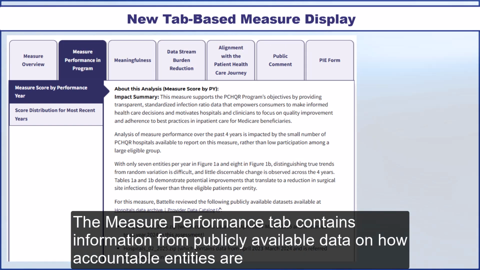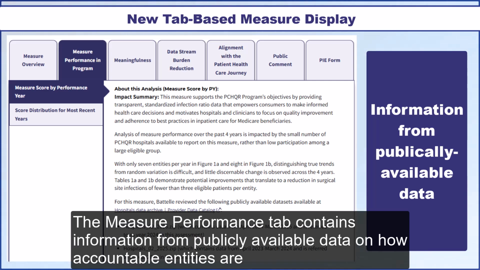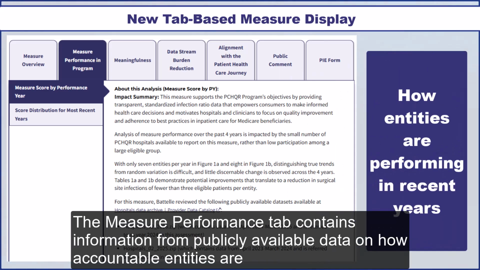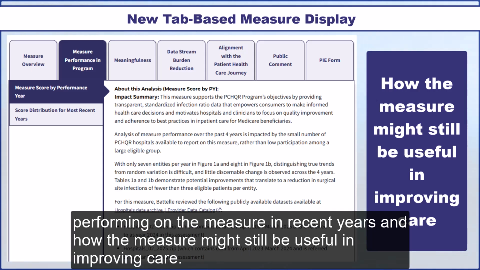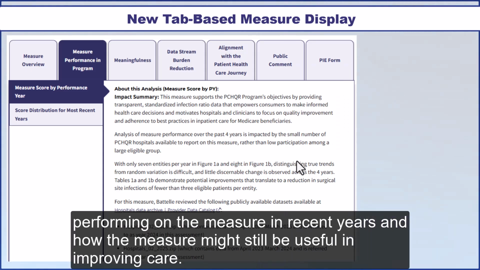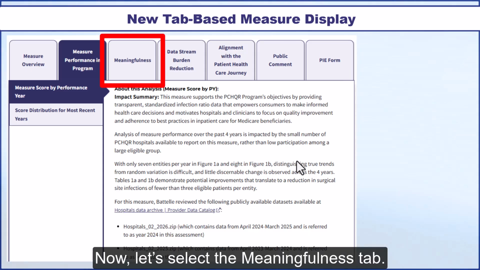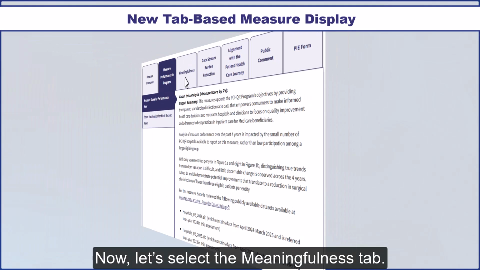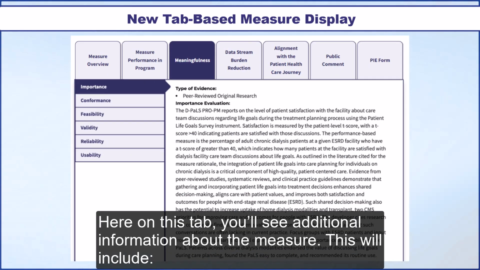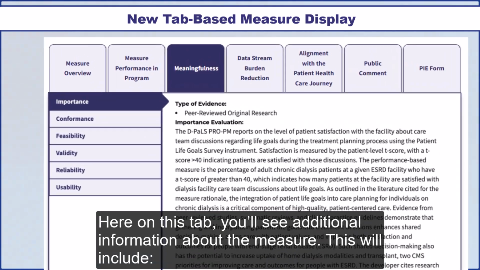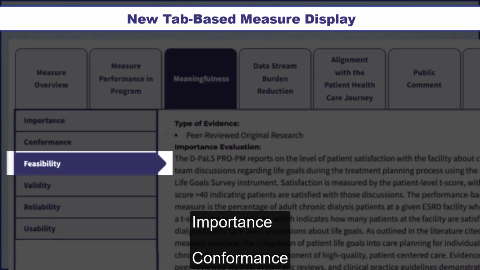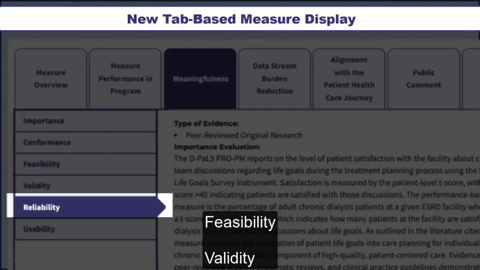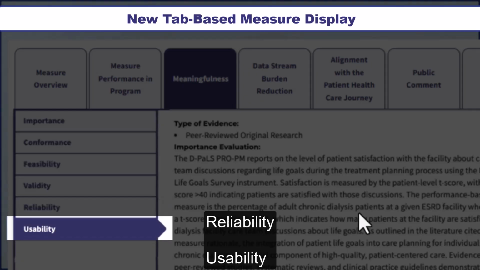The Measure Performance tab contains information from publicly available data on how accountable entities are performing on the measure in recent years, and how the measure might still be useful in improving care. Now, let's select the Meaningfulness tab. Here on this tab, you'll see additional information about the measure. This will include importance, conformance, feasibility, validity, reliability, usability.